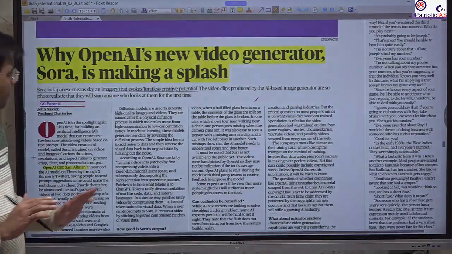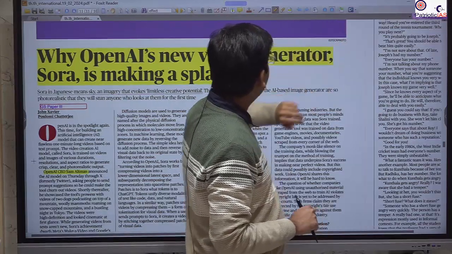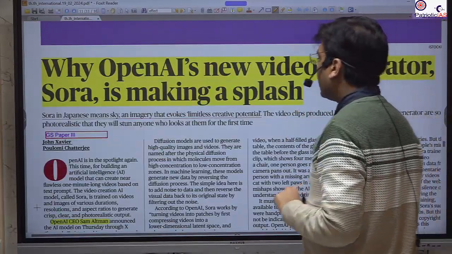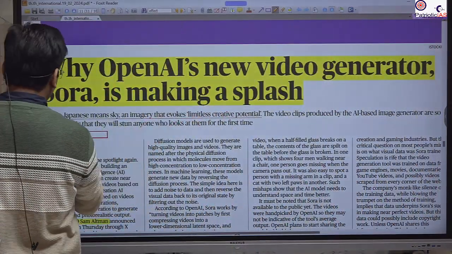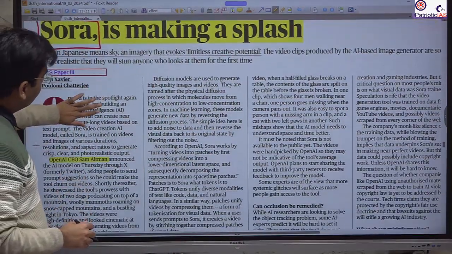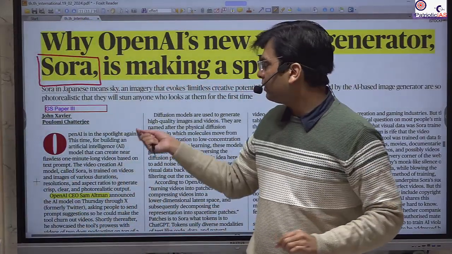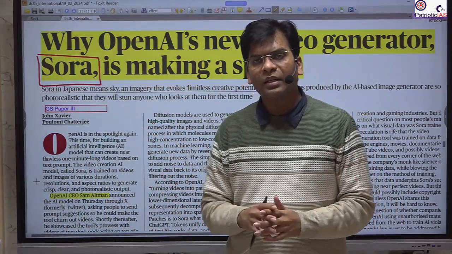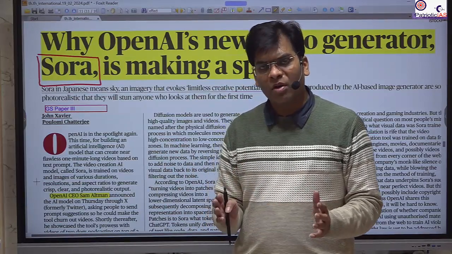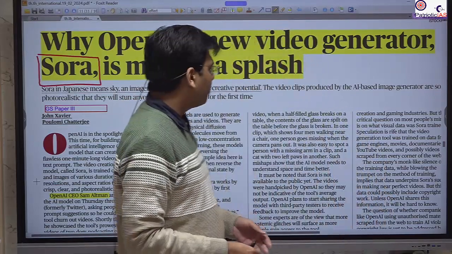Next important topic that we will take is with respect to artificial intelligence. It talks about why OpenAI's new video generator Sora is making a splash. So we know that we have been introduced to Sora. This is artificial intelligence that can create new videos. If you tell it anything, it will create a video on the basis of that. For example, if you ask it to make a video on the matchbox, how to produce a matchbox, it will make a video of 2 minutes, 1 minute 30 seconds.